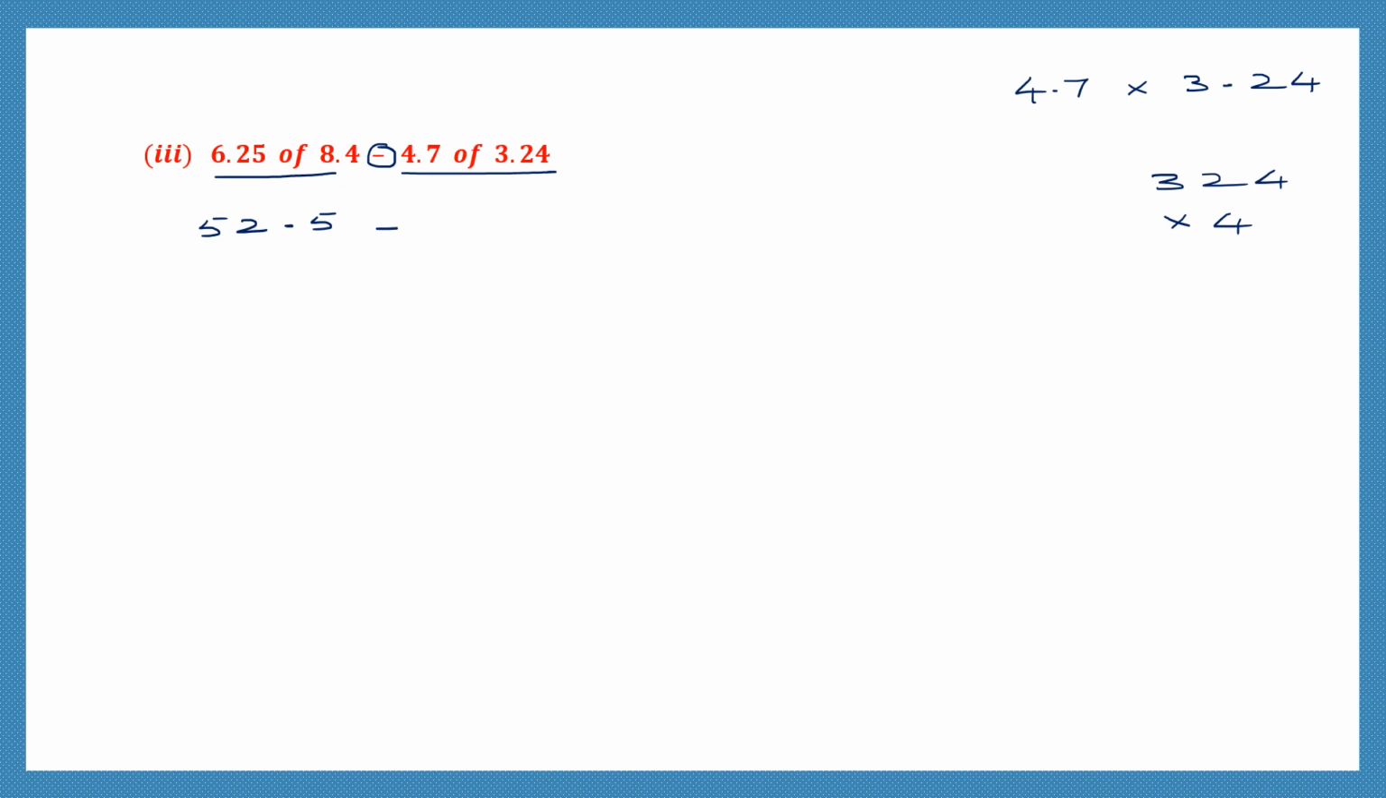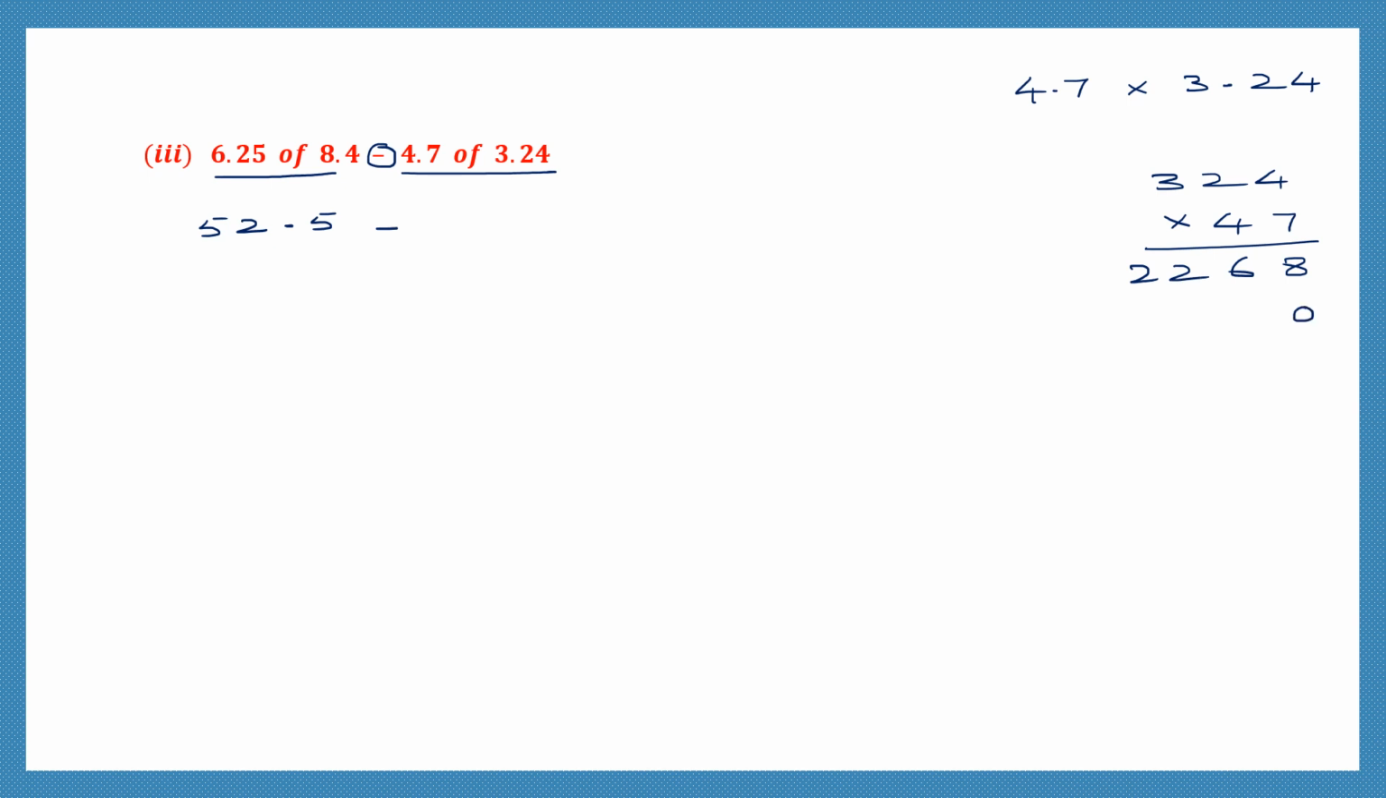324 into 47. 7 4s are 28, carry 2. 7 2s are 14, 15, 16, carry 1. 7 3s are 21, plus 1 is 22. Now let's multiply by 4.